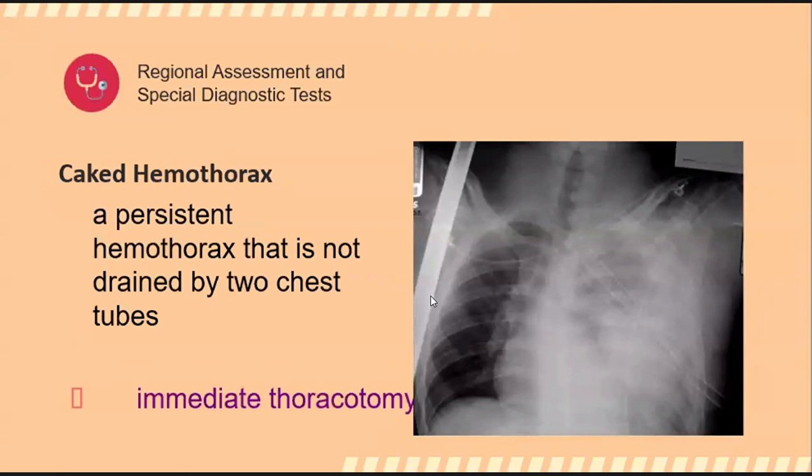So ito yung caked hemothorax. So yung caked hemothorax is persistent hemothorax despite nag-insert ka na ng chest tube, nag-drain ka, pero persistent pa rin yung drainage. So nag-insert ka na naman ng another chest tube. So persistent pa rin yung drainage, yung bleeding. So it necessitates immediate thoracotomy. Ibig sabihin, sa loob may problema, may bleeding, may transected vessel, or baka may lung injury ka that needs repair. So CTT will not suffice.